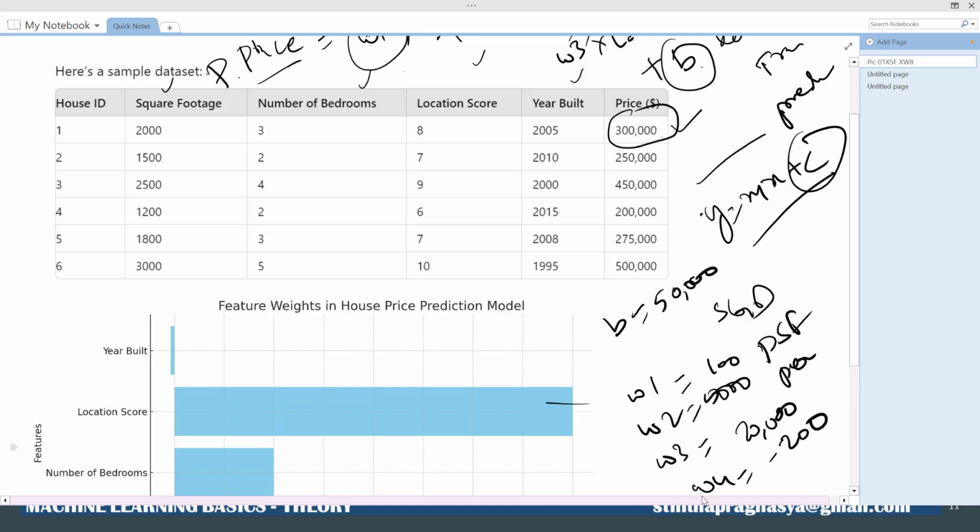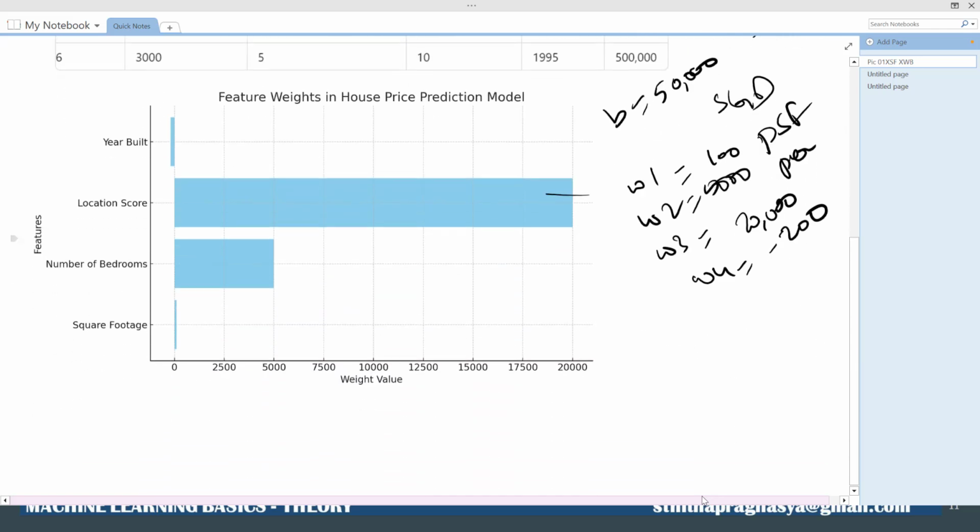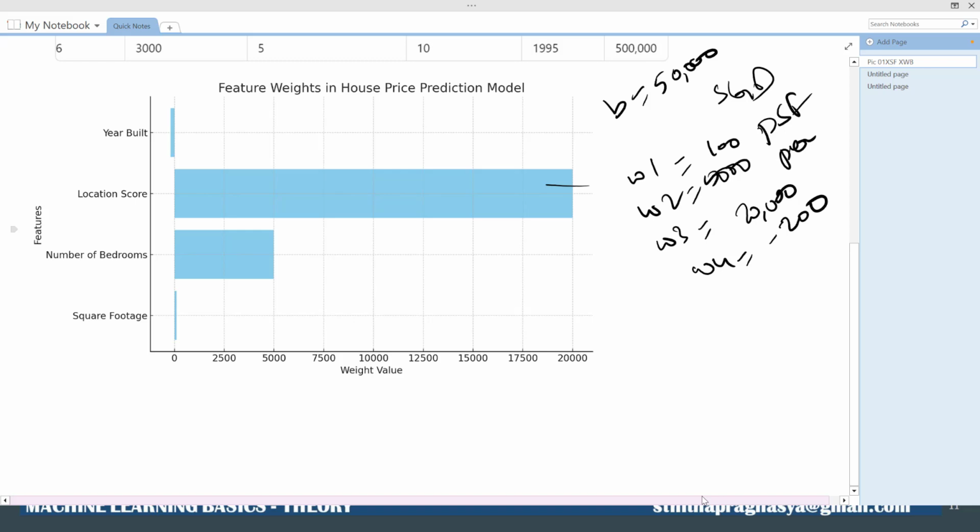These values are shown in this particular graph. What are you seeing here? The square footage, you can see, has a positive weight. So this is 0, and anything on the right side is positive. It has a positive weight indicating that larger houses tend to have higher prices. Correct? This side means higher.